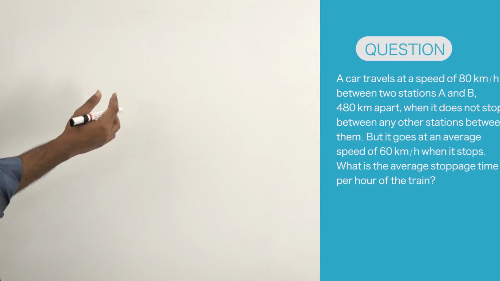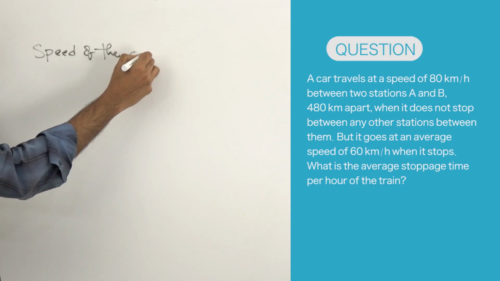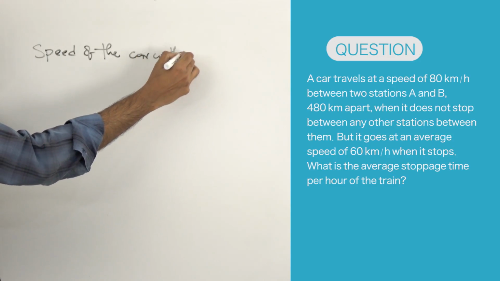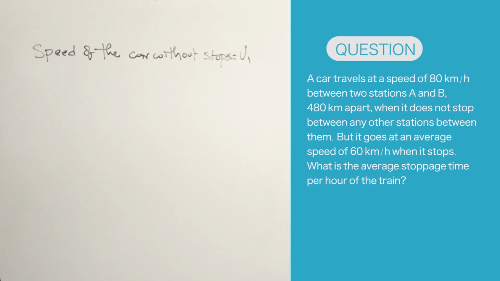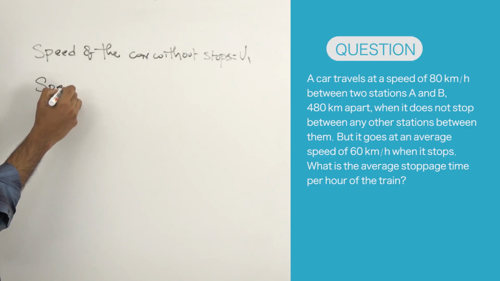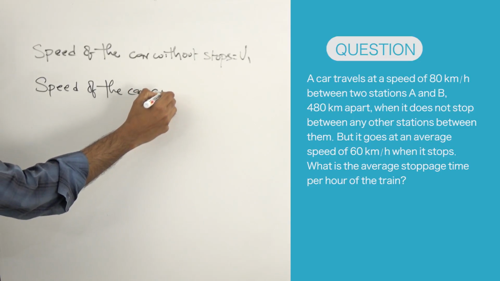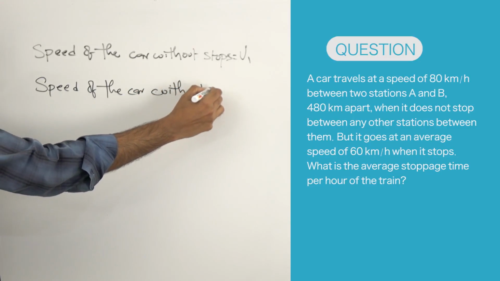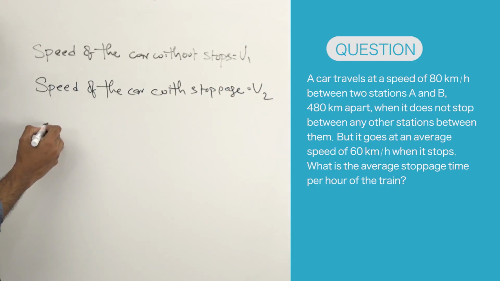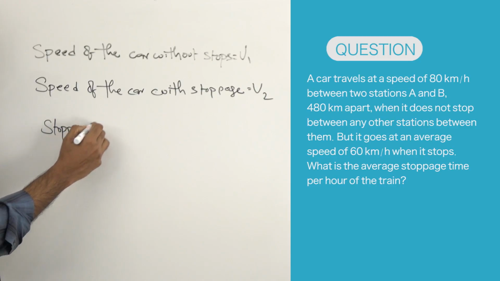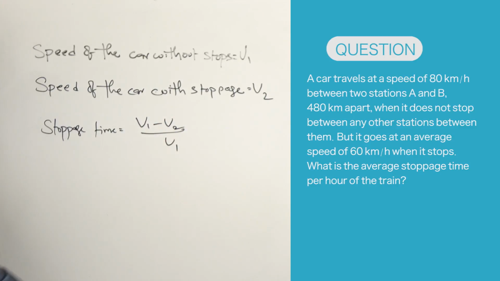Speed of the car without stoppages, speed of the car without stops, is equal to V1. Next, speed of the car with stoppage is equal to V2. Now, the stoppage time formula is (V1 minus V2) divided by V1 hours.